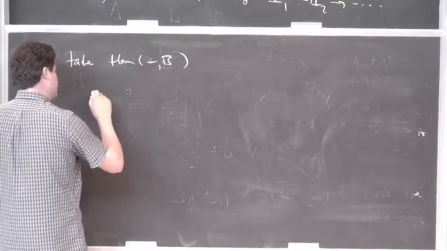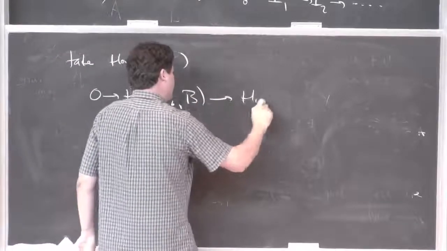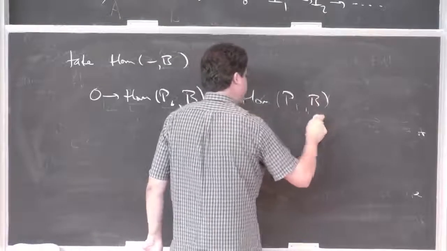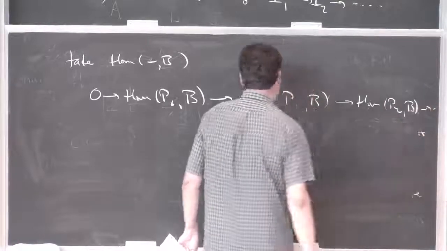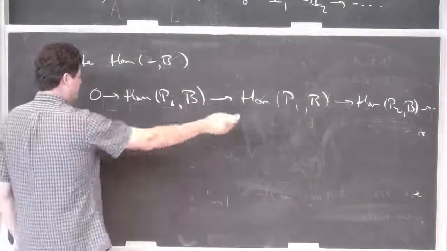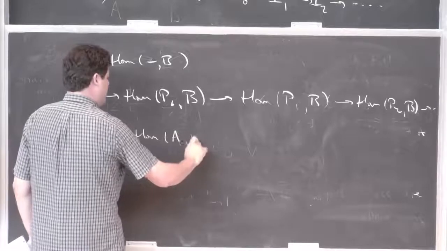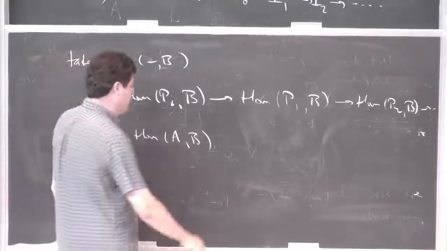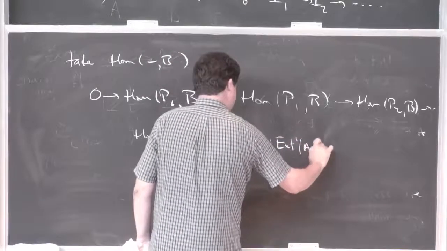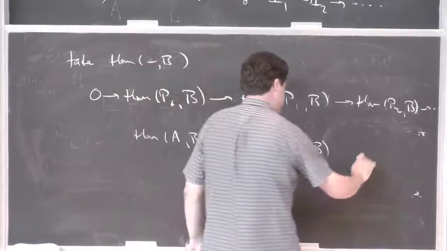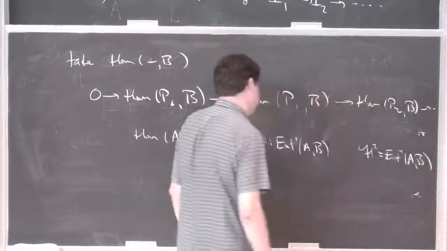So you get a complex like this, 0 to Hom from P0 to B, to Hom from P1 to B, to Hom from P2 to B. And this is probably not exact anymore. And so the kernel of this, you check, is Hom(A,B). But H1, we define it as Ext^1(A,B), and H2 as Ext^2(A,B), and so on.